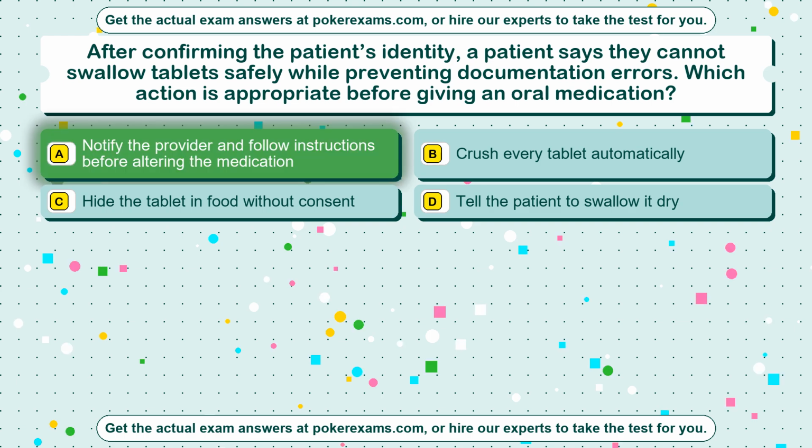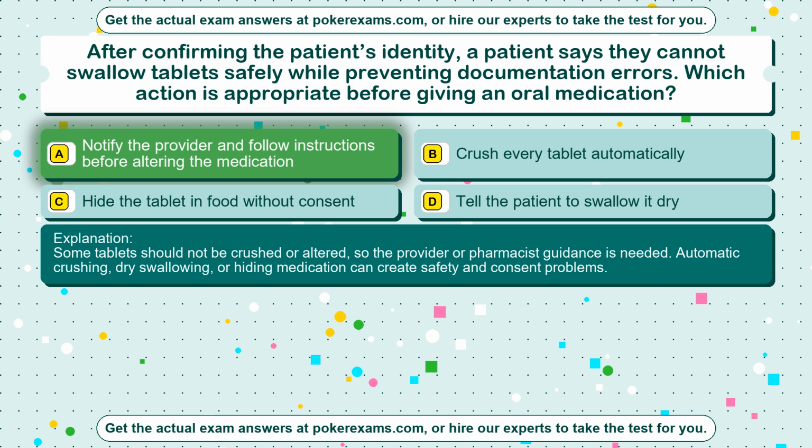The correct answer is option A, notify the provider and follow instructions before altering the medication. Some tablets should not be crushed or altered, so the provider or pharmacist guidance is needed. Automatic crushing, dry swallowing, or hiding medication can create safety and consent problems.